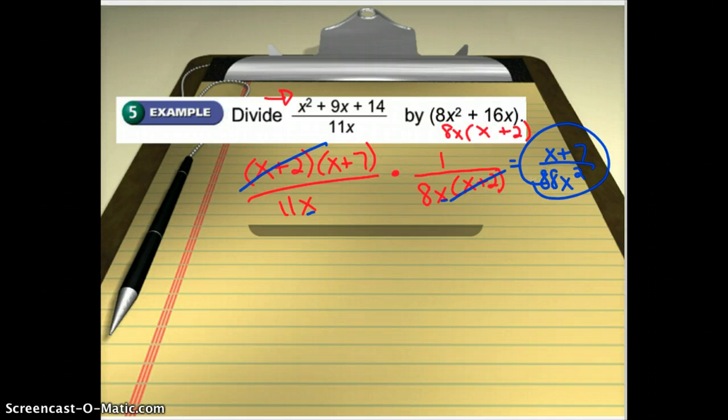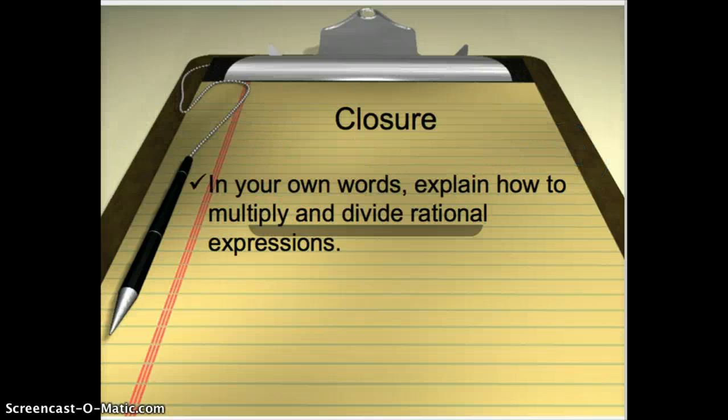Okay, so multiplying and dividing fractions, I want you to try to describe in your own words how you would multiply and divide rational expressions. And this is a pretty short video, but it takes a lot of practice to get good at this. It's not super challenging once you practice a lot, but it's hard at first. So we'll practice, and try not to be intimidated.